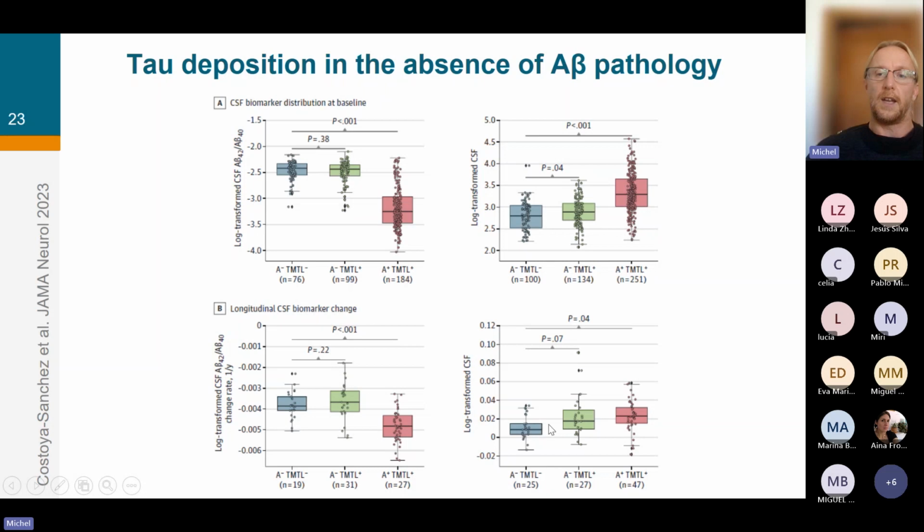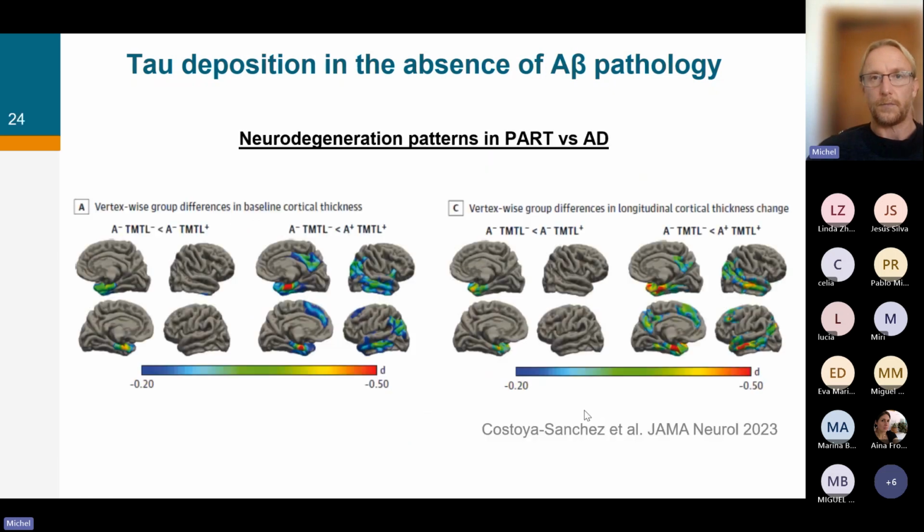And they also accumulate tau pathology faster over time compared to the controls. I've already mentioned that this tau accumulation may not be a good thing. It's not a completely benign process, because if you look at neurodegeneration patterns based on structural MRI data, we see that in these same areas that accumulate tau, these PART individuals show increased atrophy compared to the tau negative controls.